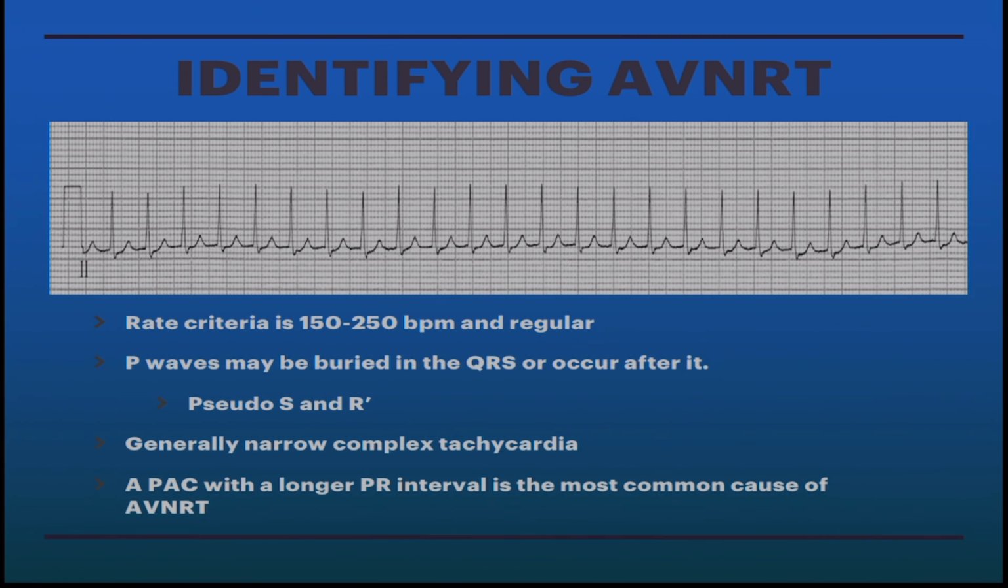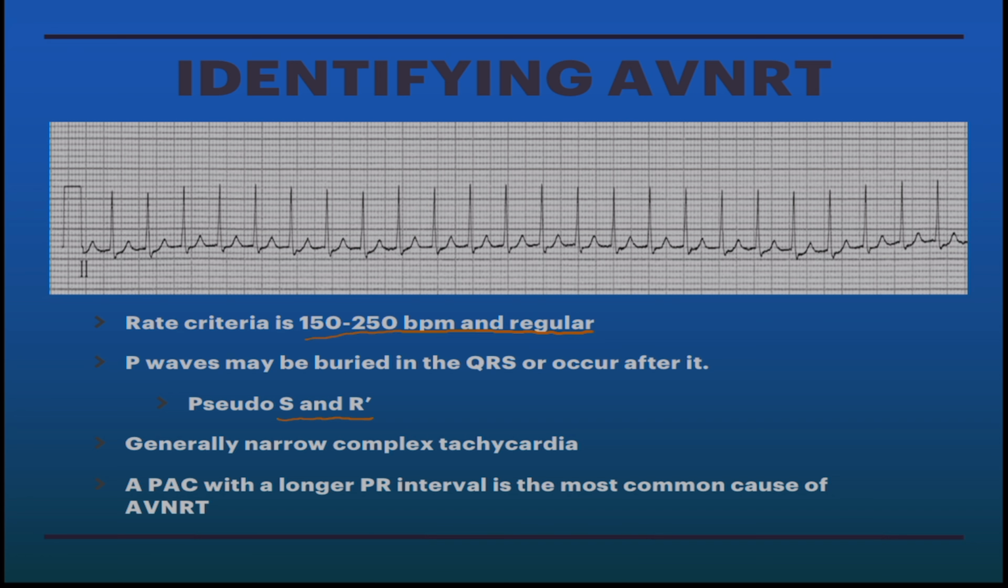So AV nodal reentry tachycardia is actually the most common SVT that we find in clinical practice. It's often paroxysmal, which means a rapid onset and rapid termination. The rate criteria for AV NRT is between 150 and 250 beats per minute and regular. Your P waves can be buried in your QRS complex or occur just after. So when we talked about the pseudo S and the R prime in leads 2 and V1, you may see that here. You're generally going to be dealing with a narrow complex tachycardia in AV NRT.